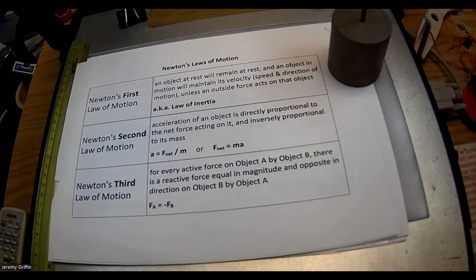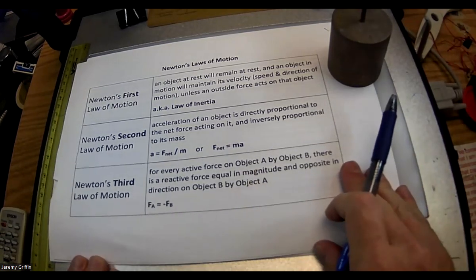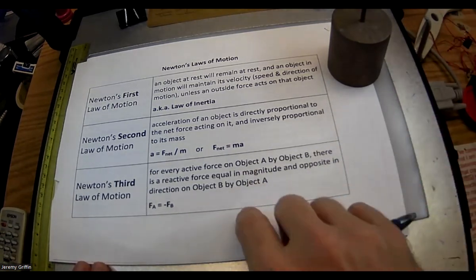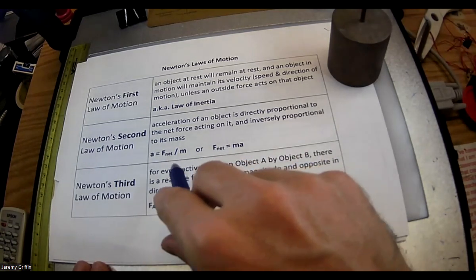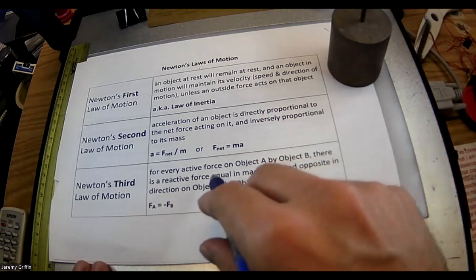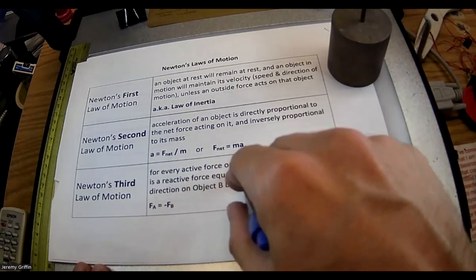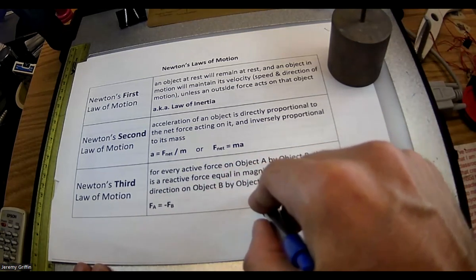And then finally, Newton's third law of motion. You guys ever heard, for every action, there's an equal and opposite reaction? Well, I'm going to reword that just a little bit because this is where that comes from. For every active force on object A by object B, there is a reactive force equal in magnitude and opposite in direction on object B by object A.